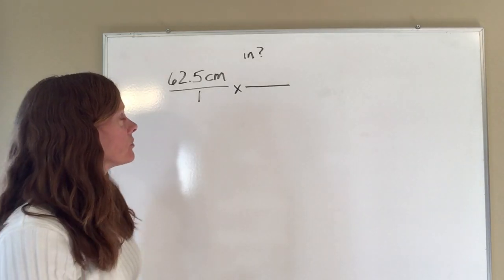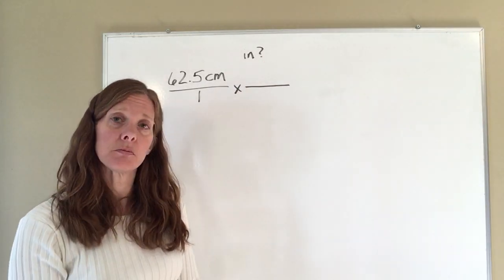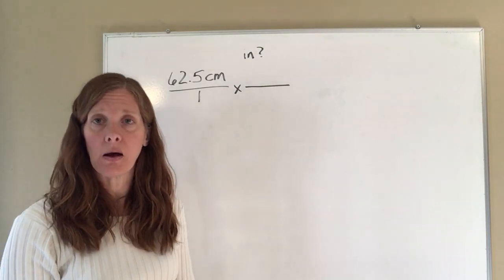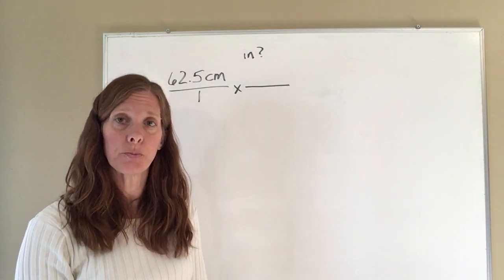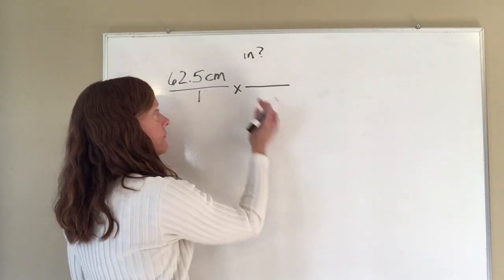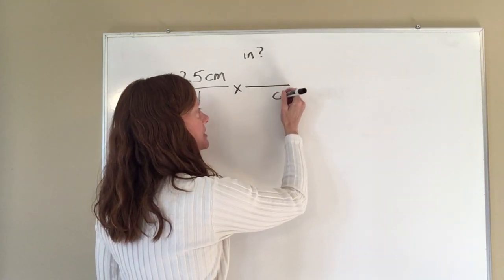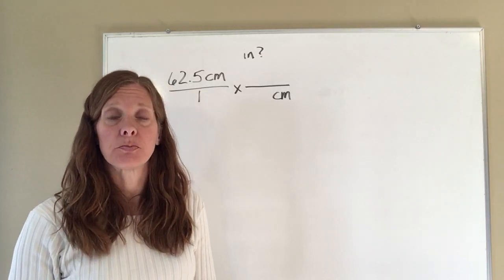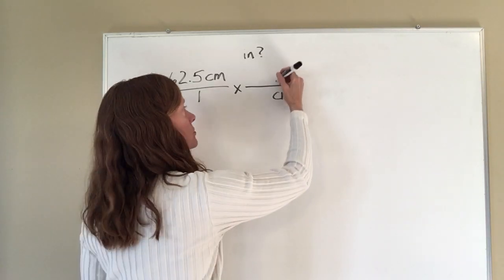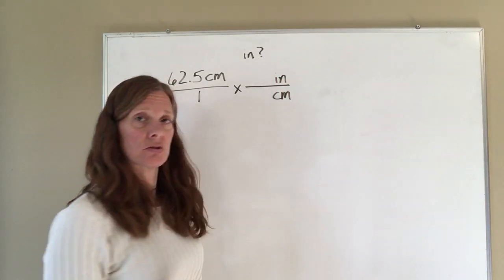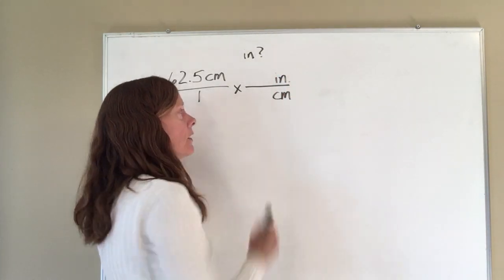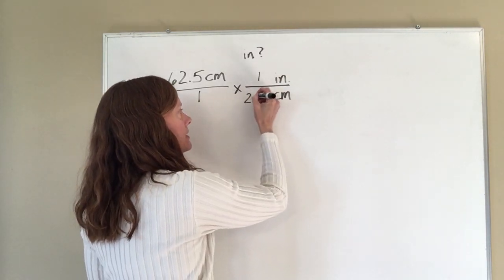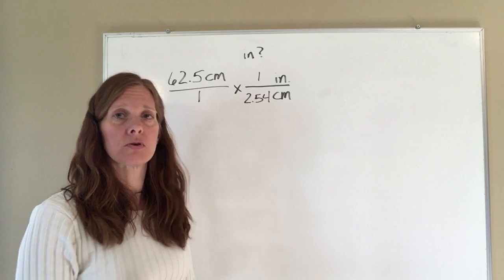So in this particular case, if I'm trying to convert centimeters to inches, I want centimeters to cancel out and I want inches to be what I end up with. So whatever I put here is going to have centimeters on the bottom. And I do know a conversion factor between centimeters and inches, so I can put inches on the top. The conversion factor is that for every 1 inch, it is equal to 2.54 centimeters.